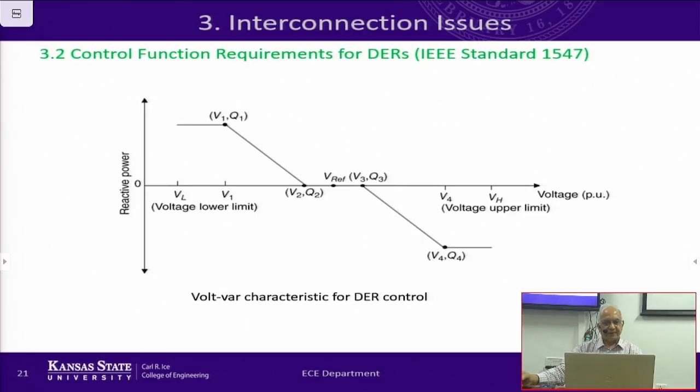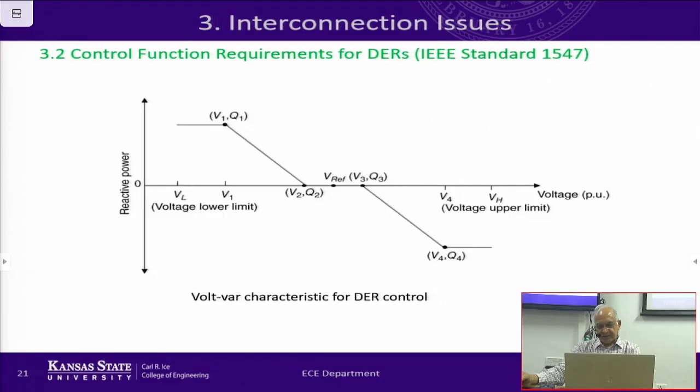So this is the volt-var characteristic. Volt is on the x-axis, reactive power on the y-axis, and depending on the voltage, we inject reactive power based on these diagrams. The values of V1 and all the values here are available in the IEEE 1547 standard.